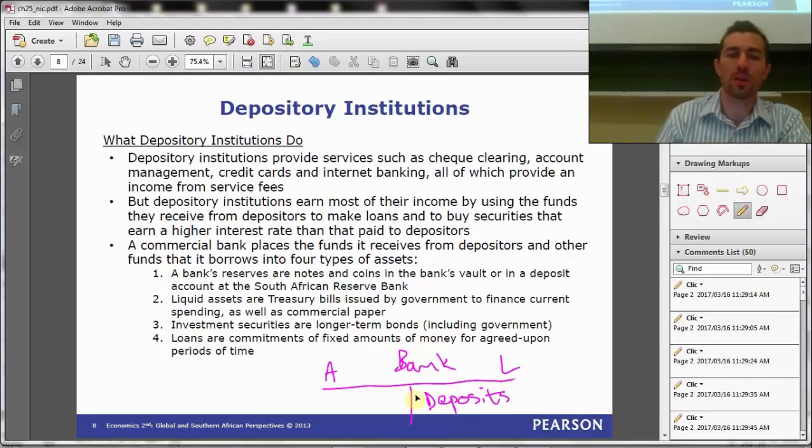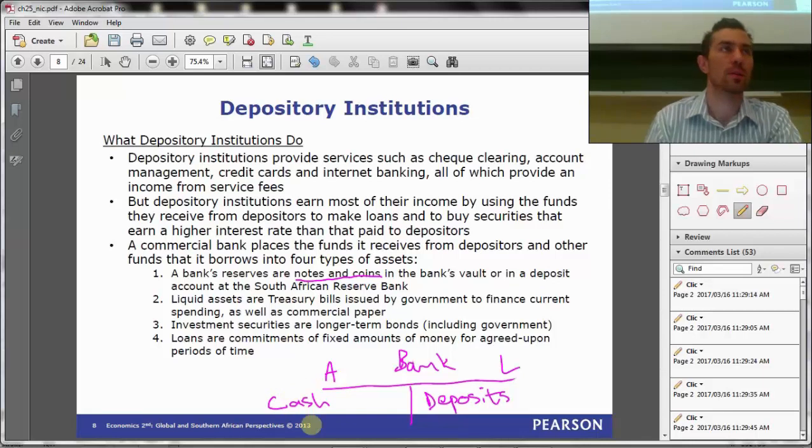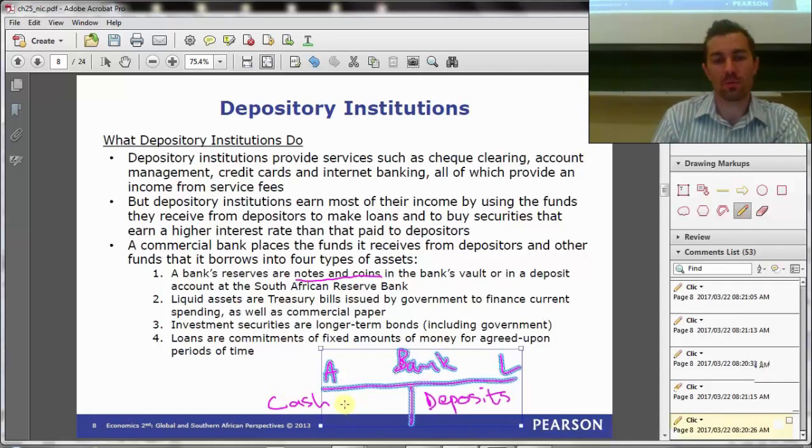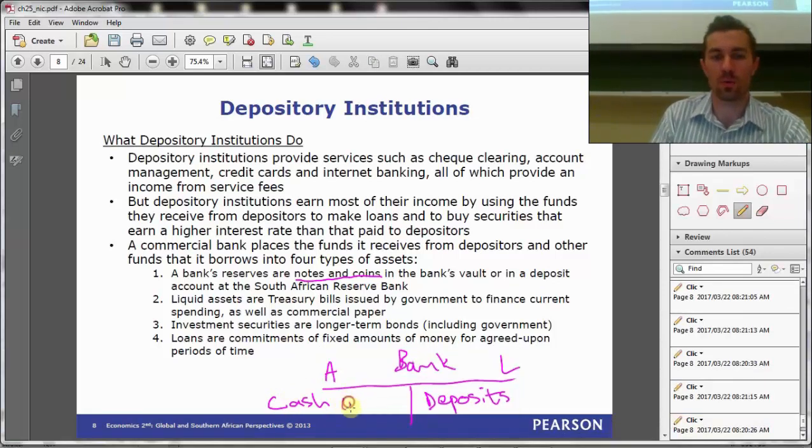And what does it do? It's got to match those deposits with some sort of asset. What are those assets that a bank holds? So a bank, first of all, holds reserves. Reserves are notes and coins, which can either be in the bank's vaults or they can be on account at the South African Reserve Bank. So in other words, some of its assets are cash. At least one type of asset that it holds is cash. And that cash is what we would call reserves.